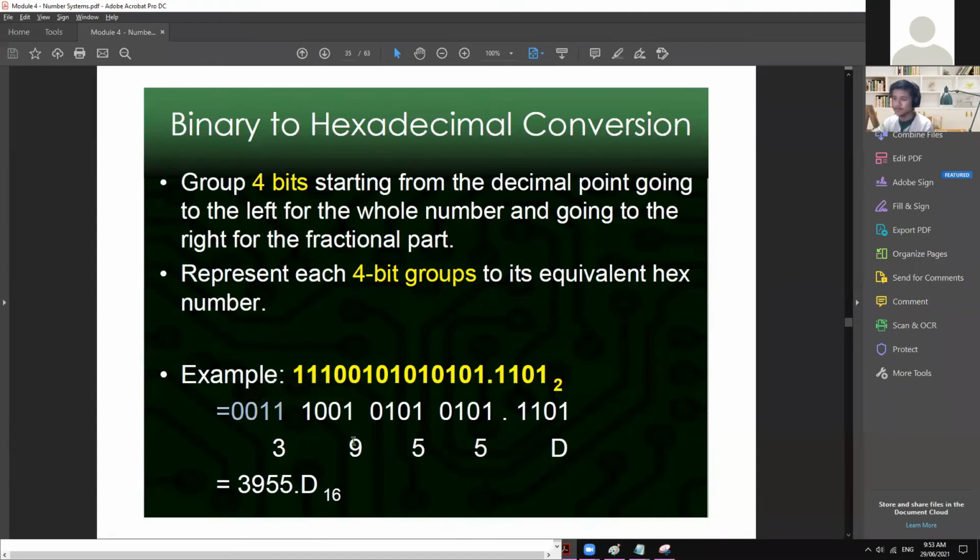Then after that, you can now get the individual results of those binary combinations. So 2 plus 1 is 3, 8 plus 1 is 9, 4 plus 1 is 5, 4 plus 1 is 5, and then 8 plus 4 plus 1 is 13, which is equal to letter D. So as a result, this is now the hexadecimal number or output. So 3955.D base 16.